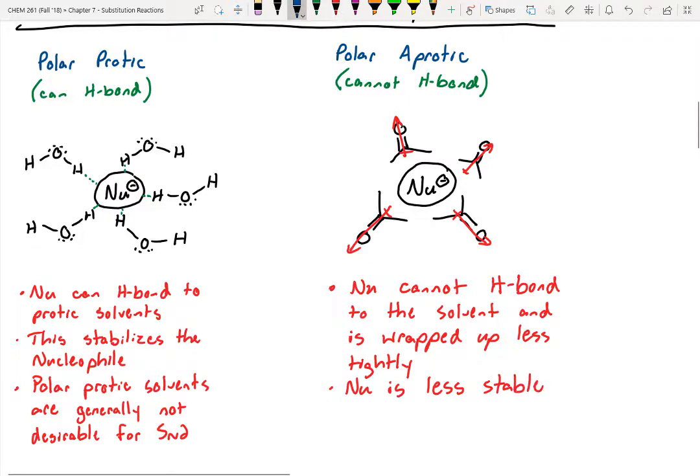So let's actually underline this and say less stable on the polar aprotic side, more stable with H bonding. All right, so if we think about polar aprotic solvents, these are actually pretty good for SN2 reactions. We want to destabilize our nucleophile. We don't want it to be wrapped up by our solvent. We want it to be able to attack our electrophile. So they are good for SN2.